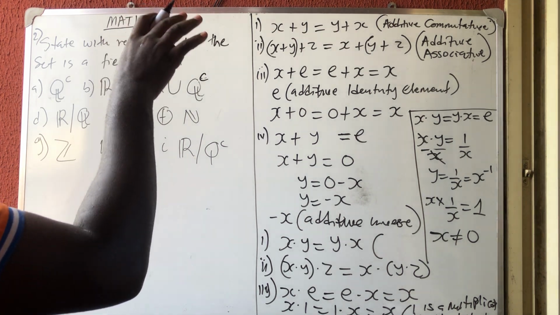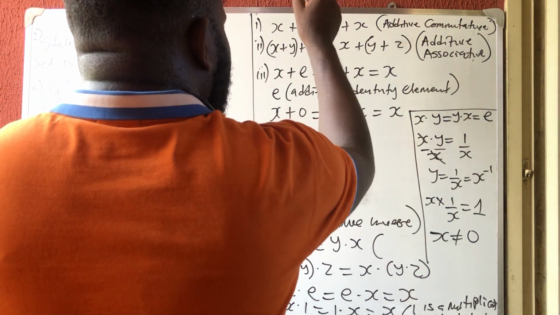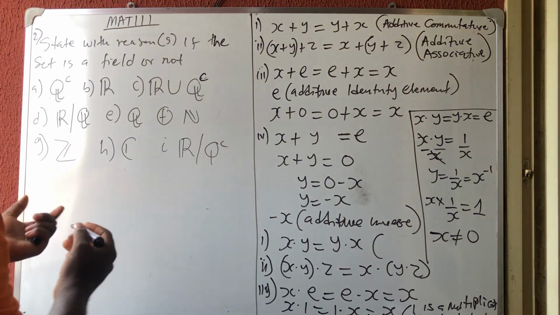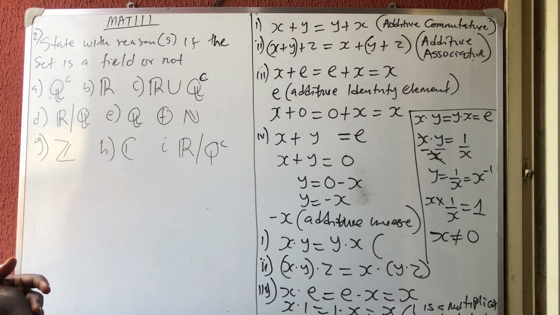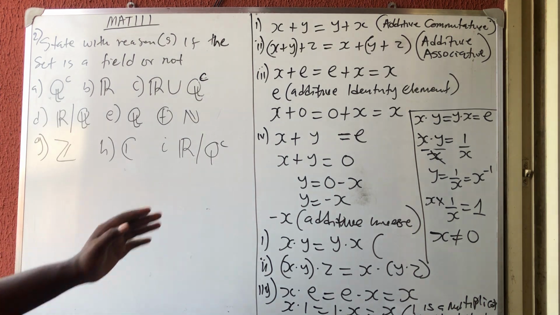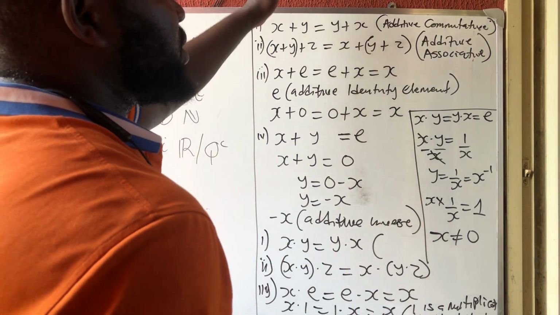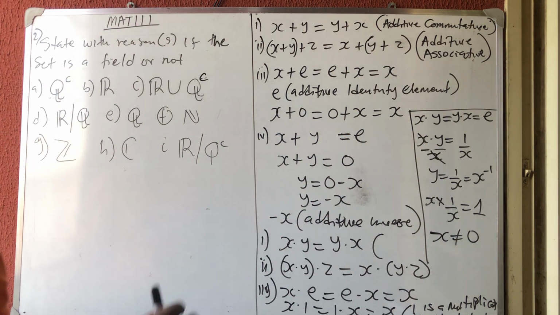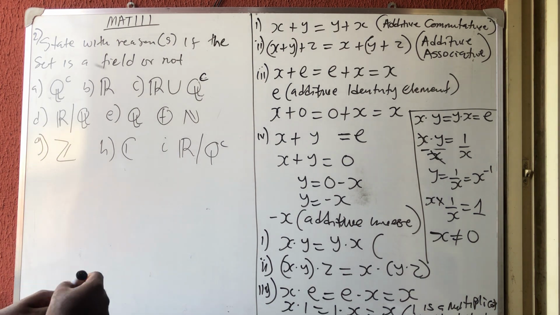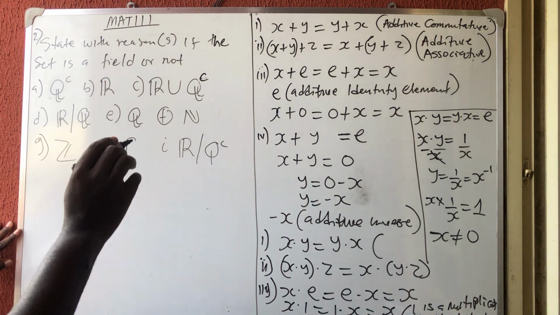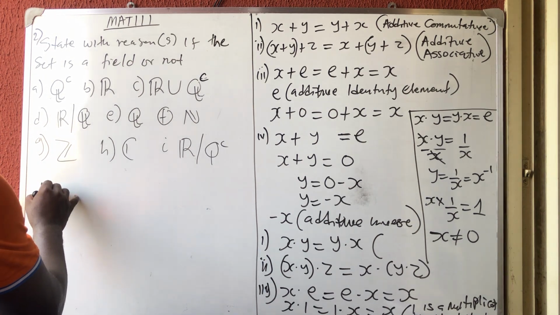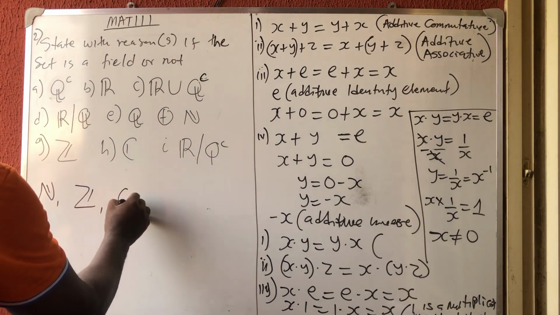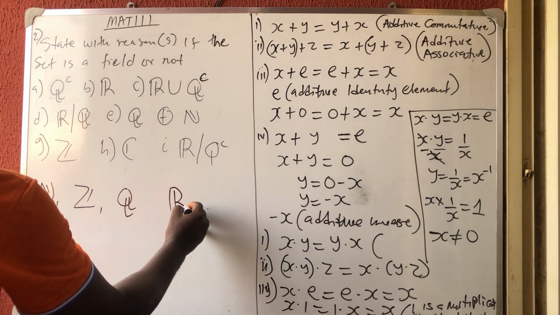So all these things I explained are just addition and multiplication properties. Any set that qualifies to be a field must pass through all these things. If all these things work, then we can say that set is a field. And in the number system, go to my video on number system. The number systems we have are the natural numbers, the integers, the rational numbers, the real numbers, and the complex numbers.